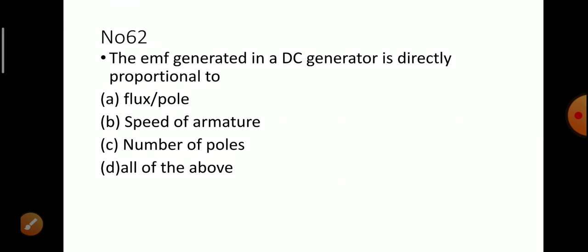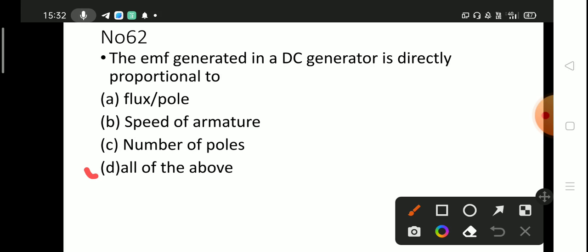Number 62. The EMF generated in a DC generator is directly proportional to: A, flux per pole; B, speed of armature; C, number of poles; D, all of the above. And the answer is D, all of the above.